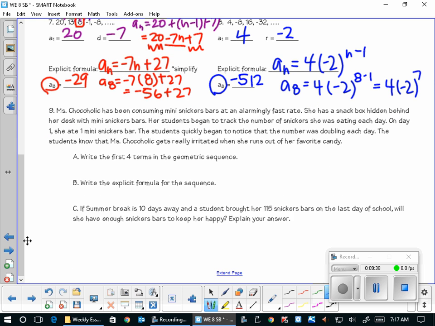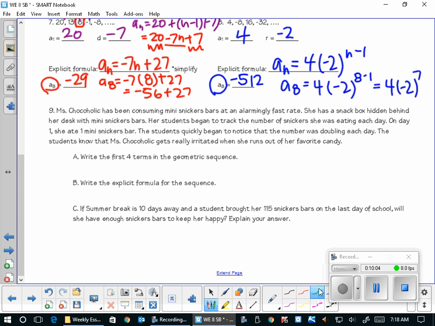And then our last problem, number 9. Miss Chocoholic has been consuming many Snickers bars at an alarmingly fast rate. She has a snack box hidden behind her desk with many Snickers bars. Her students began to track the number of Snickers she was eating each day. On day 1, she ate 1. And then the students began to notice that the number was doubling each day. The students know that Miss Chocoholic gets really irritated when she runs out of her favorite candy.